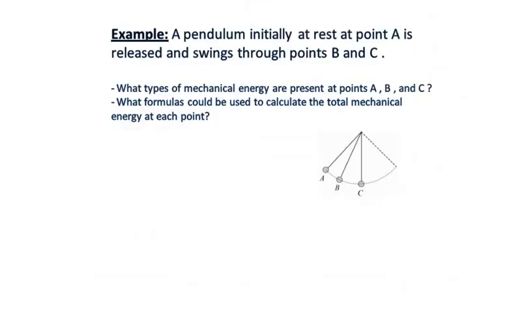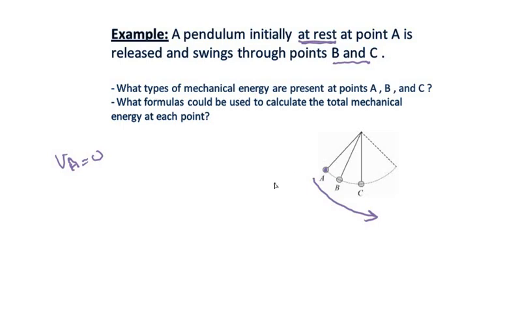In order to understand the different types of energy and how they are related to each other, we need to solve the following examples. The first example is about a pendulum bob. A pendulum initially at rest, so Vi is 0, the initial velocity is 0. Or let's call it Va because it's at point A. The object starts here at point A, is released and swings through points B and C. It's moving in this direction. What types of mechanical energy are present at points A, B, and C?